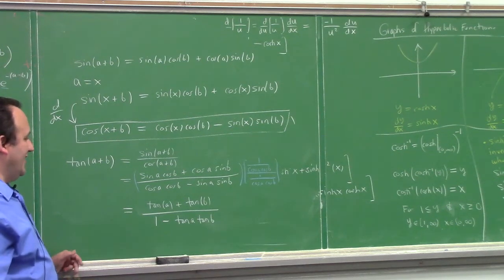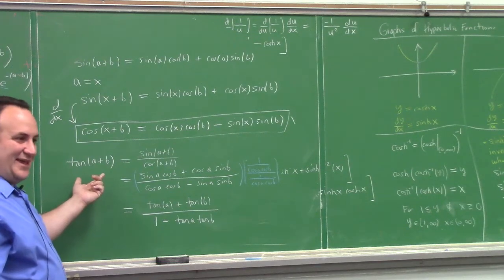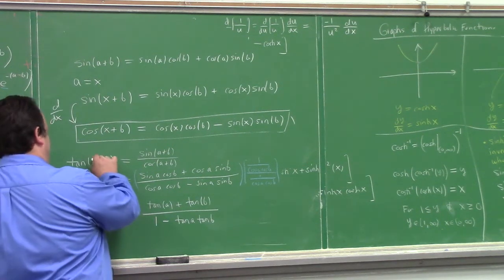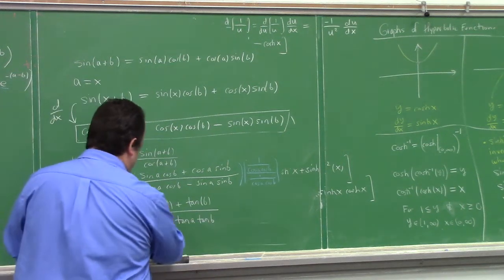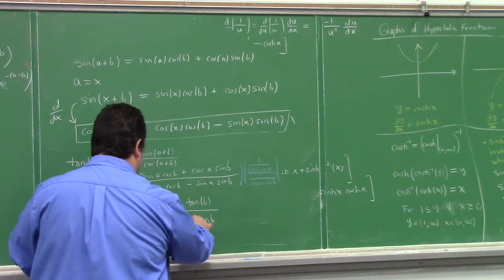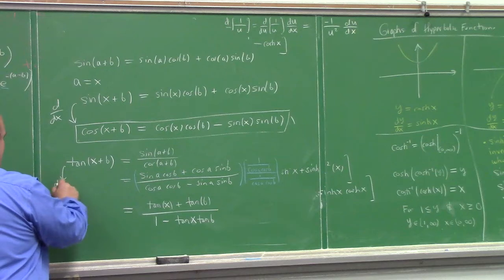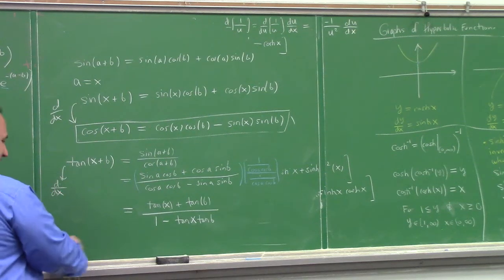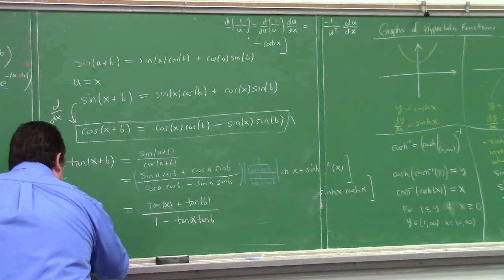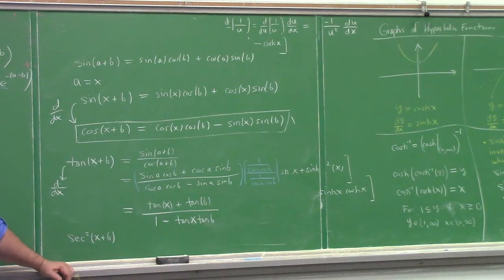So you know, I don't think I've ever done this, but fun idea. What would happen if you put A equal to X and leave B alone? What happens? Put A equal to X and leave B as a constant. You could differentiate this, right? And what would that give you? That would give you an identity for secant squared of X plus B, right? And it would be unpleasant.